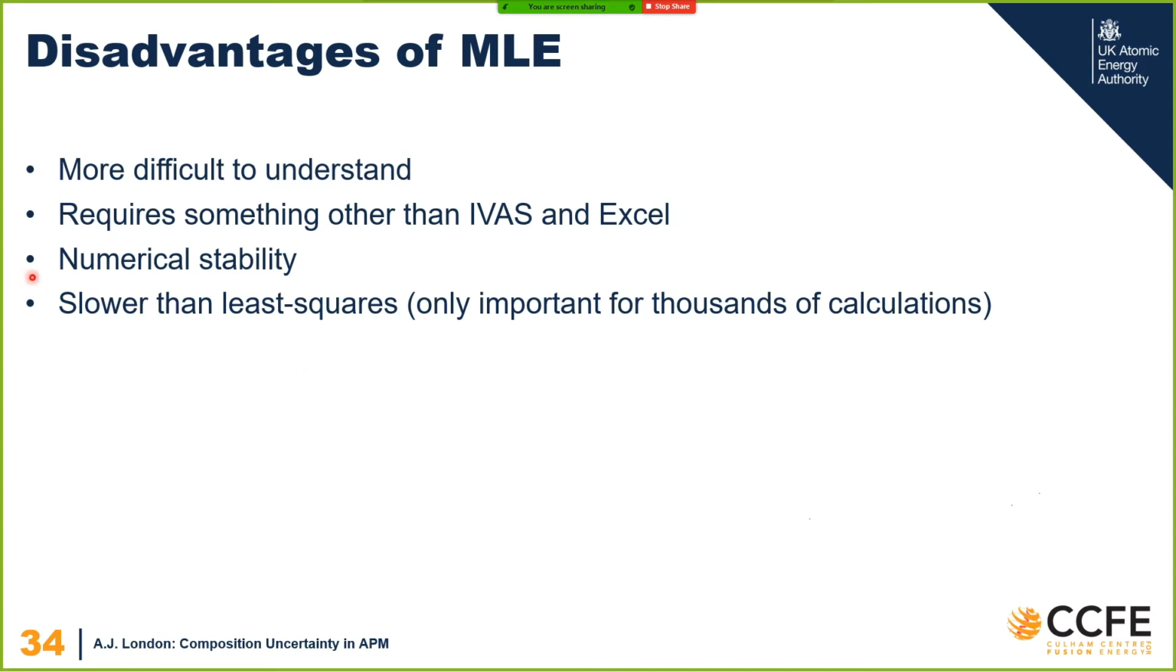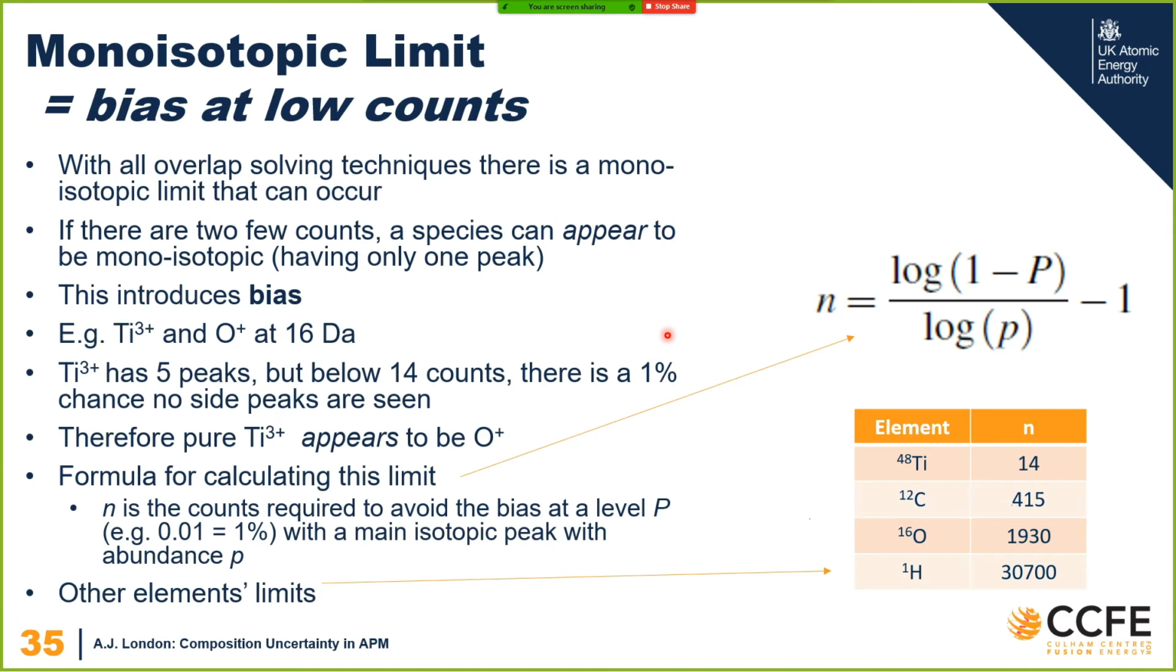There are some numerical stability issues, especially when you get to using very many ions in a particular overlap. If you get to more than 15, that's basically a 15-dimension problem, and that's hard to numerically estimate. And it's slower than least squares, but it's not hugely slower. You only really notice that it's slower if you have to do tens of millions of calculations. There is an important bias that comes in at low counts, and this is not just for maximum likelihood. This is true for everything.